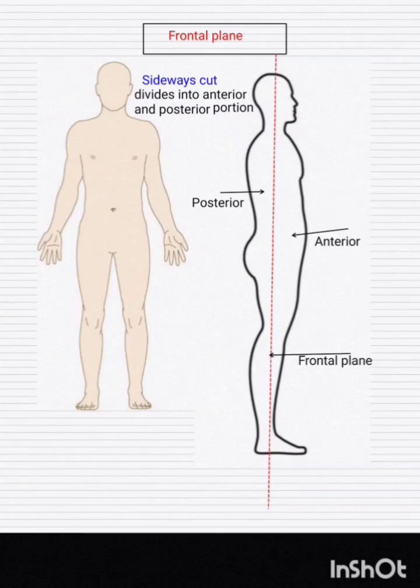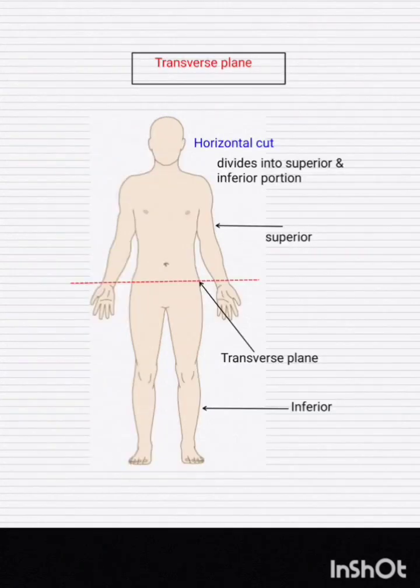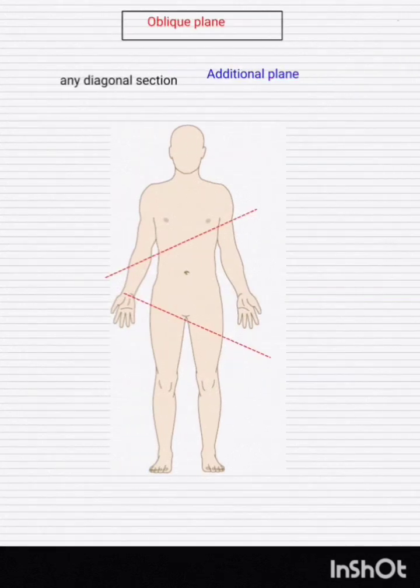Next is the frontal plane or coronal plane. It is a sidewise cut. It divides the body into anterior and posterior portions. So you can see that red line, it is the frontal plane. It divides into one anterior and one posterior division. Next is the transverse plane. This is a horizontal cut. It divides into upper superior and lower inferior portions. Next is the additional plane, that is the oblique plane. Any diagonal section is an oblique plane.